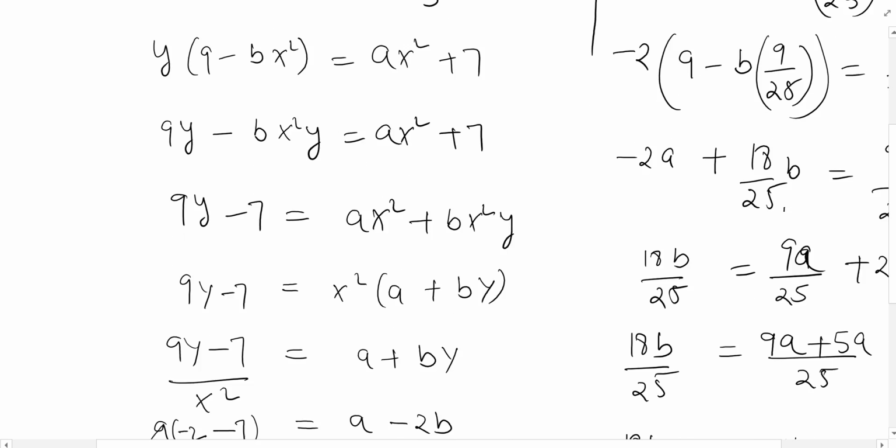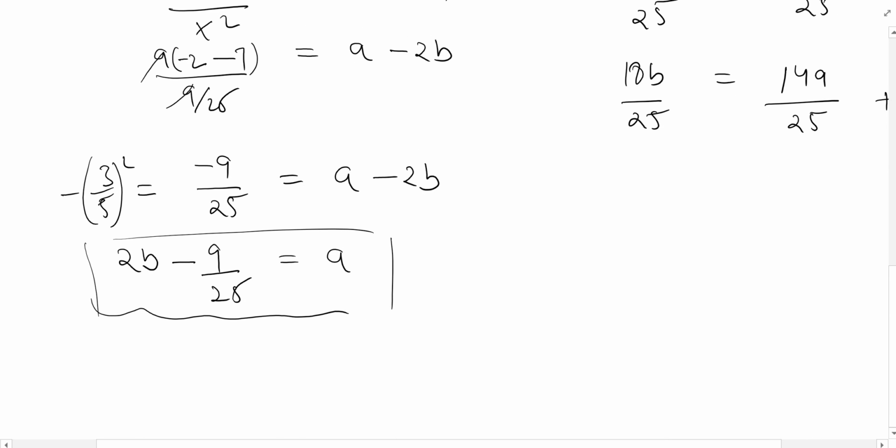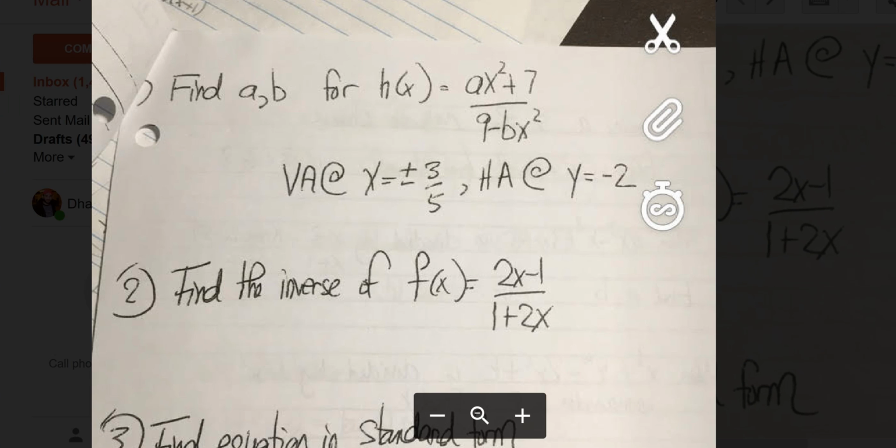So we can write a in terms of b. A is equal to (2b minus 9) over 25. So I find a.